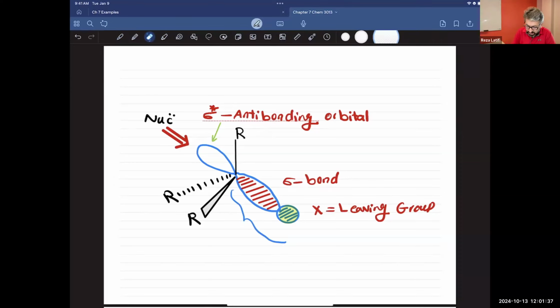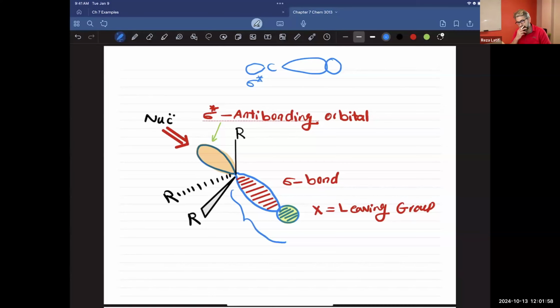And what do I have here? I have a lobe. Any sigma bond, if you remember, say you have a carbon involved in a sigma bond, it will have a tiny lobe there, and technically we can say that's going to be the sigma star orbital. So the sigma star orbital is at the back of the molecule, and we can reach it from the back.